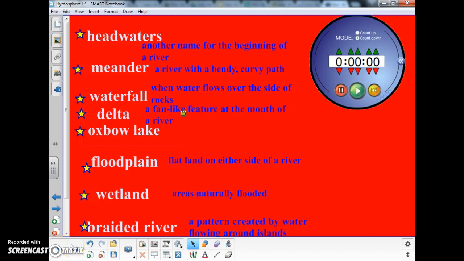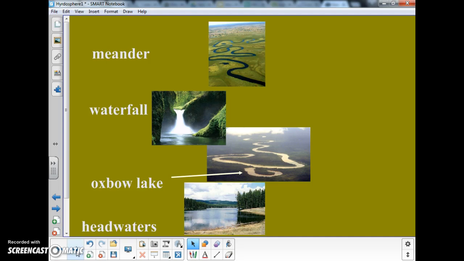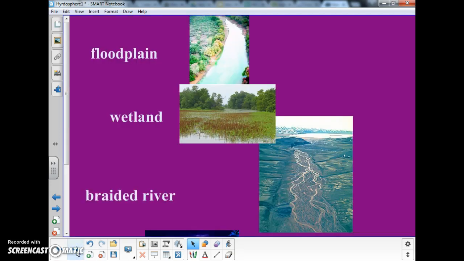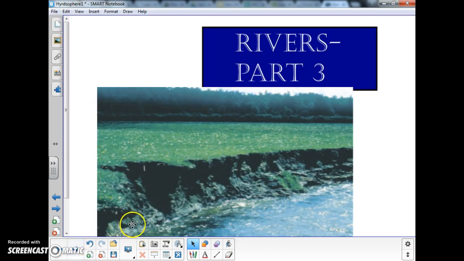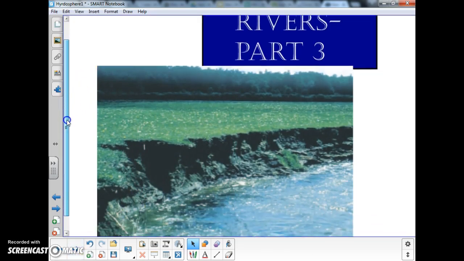All right, today we're going to start another part of our river unit, our lesson 6 about weathering and erosion. If you recall from the other day, we did talk about headwaters, meandering, different terminology from the last lesson. Here were our pictures matching up with what they were. We're going to need some of this information to help us figure out what we are going to learn today.